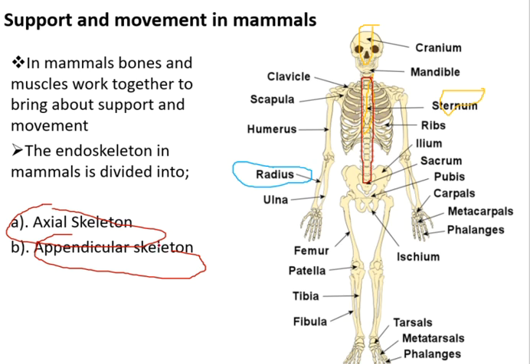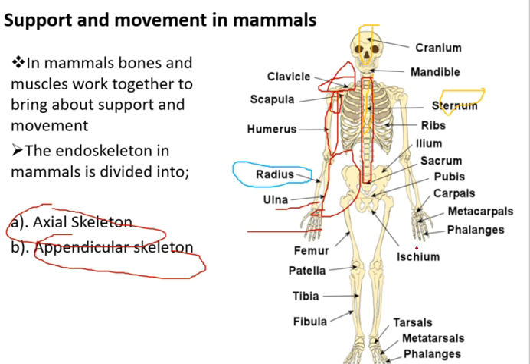Then the appendicular skeleton consists of pectoral girdles, and the pectoral girdles consist of the clavicle here and the scapula, plus the coracoid process, which is not shown. Then limbs are attached to the pectoral girdles, that is the forelimb, which includes the humerus, the radius, and the ulna, plus carpals, metacarpals here, and phalanges.